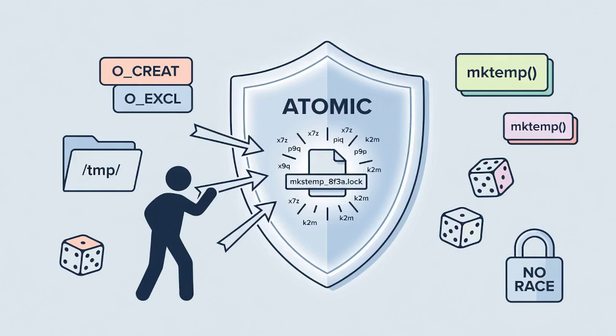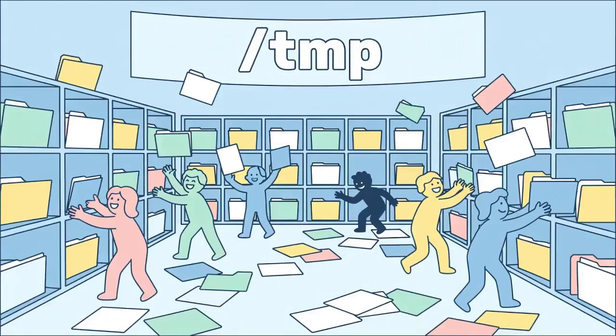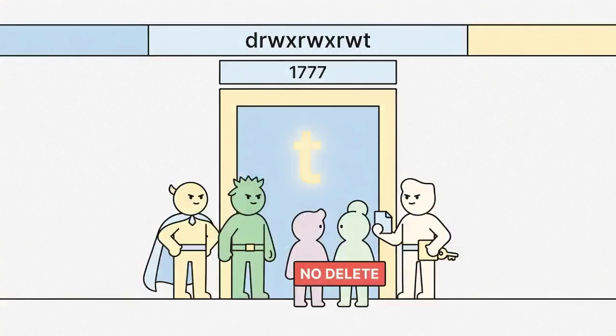The /tmp directory is a shared scratch space where any user on the system can create files. That world-writable design makes it convenient, but it also opens the door to users clobbering each other's files unless another layer of protection kicks in. That protection is the sticky bit. On /tmp the mode is 1777.